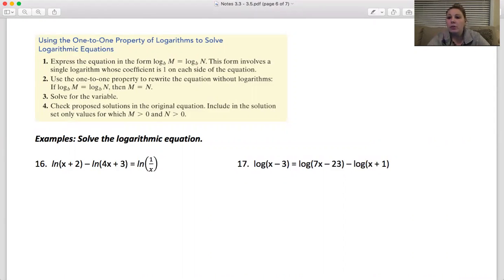Uh-oh, my computer's going to die. See if we can finish with 9% to go.